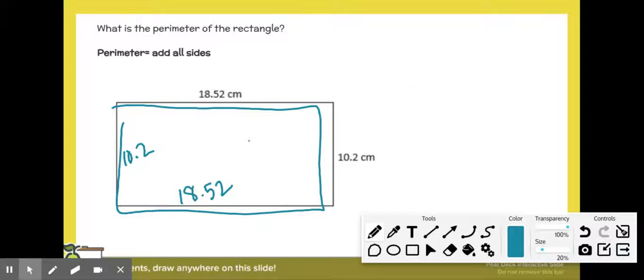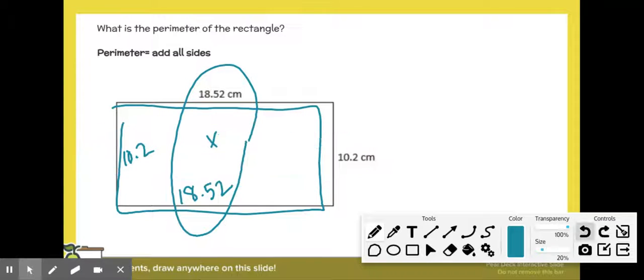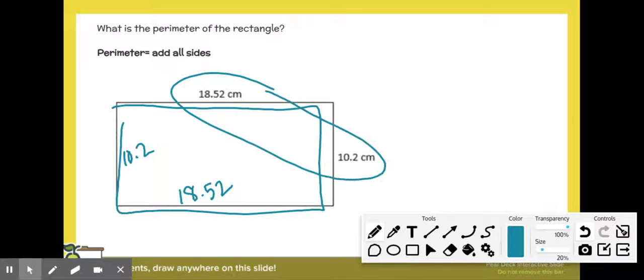Are you taking 18 and 52 hundredths and multiplying it by 2 sides and then doing the same thing for the 10 and 2 tenths? Are you multiplying that by 2 and then adding them together? That would be one method that you could use as well. And then the last one that I've seen students do is that they add the length and the width together and then they multiply that by 2 because there's 2 of those. So whichever way you choose to do it, I think I would probably do this last method.